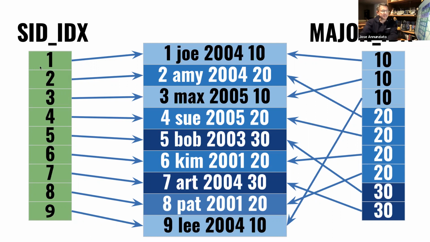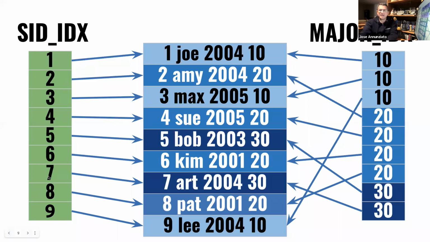The indices are smaller versions of the same table. This one contains the index values 1 through 9, and this one goes 10 through 30, and then pointers, references to where the original records are. See that? Now notice the difference.